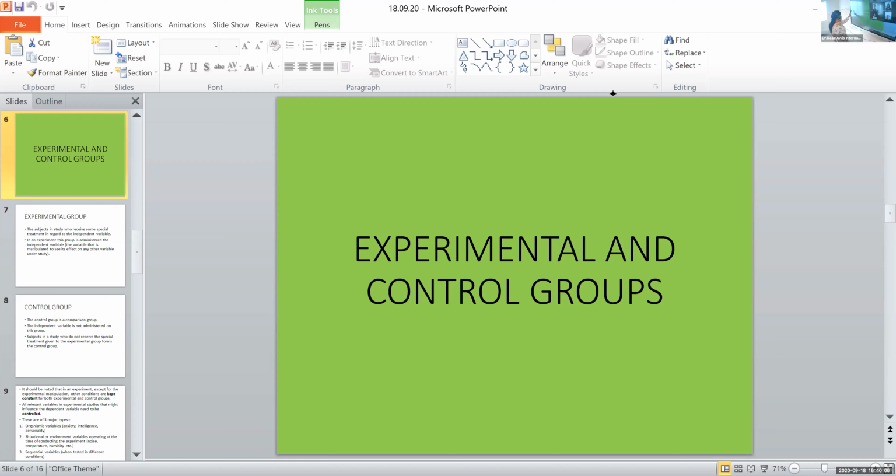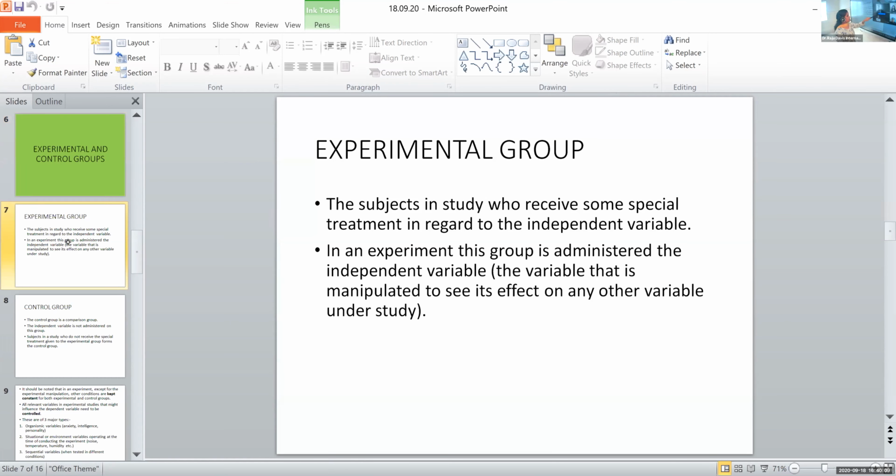Now let's see what it is in detail. Here, the subjects in a study who receive some special treatment in regard to the independent variable are together called the experimental group. Subjects means the participants in the study. It is another word used for referring to the participants. Note that we can use the same thing for respondents. Yesterday we saw the name respondents, a term given to the participants. There are different terms used: respondents, participants, subjects, all are the same.